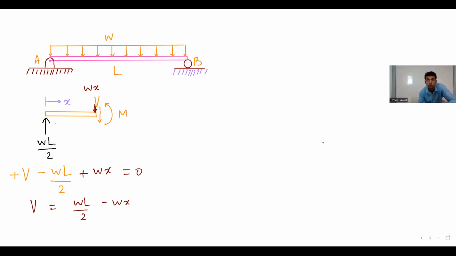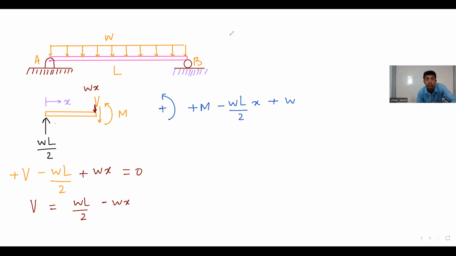Similarly, what about your moment? So it will be anti-clockwise as positive. So you will have positive moment. Then you will have minus WL by 2 multiplied by X. And then you will have plus W.